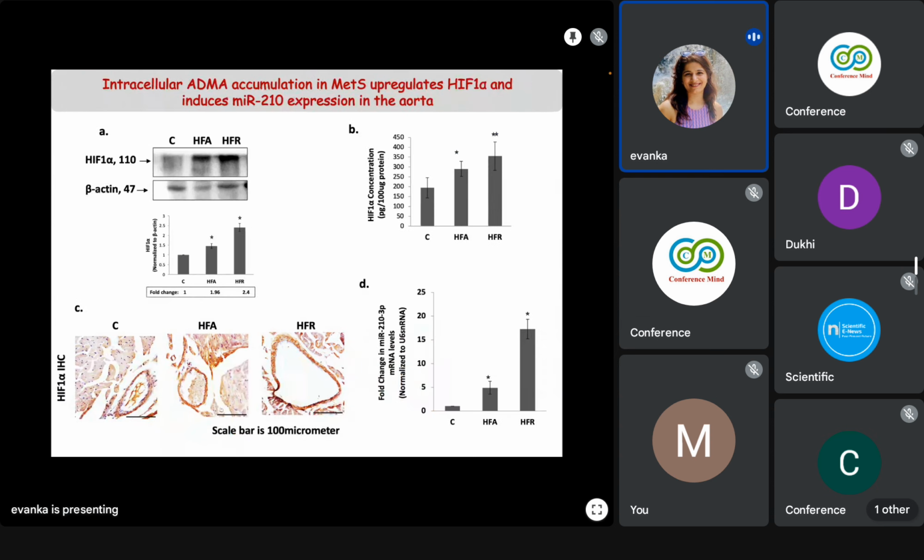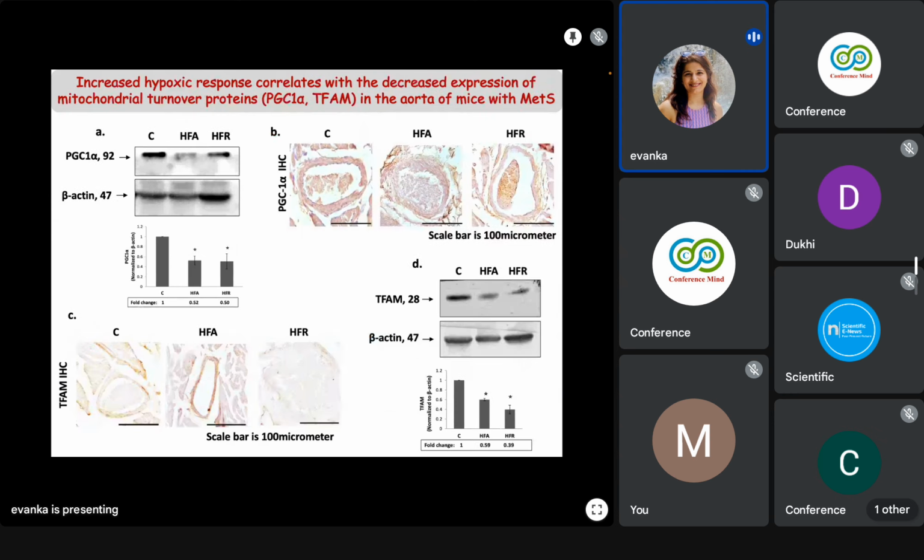This led to an increase in the hypoxic response, that is HIF1 alpha, where we found that the levels of HIF1 alpha were higher in HFA and HFR, thereby leading to an increase in the levels of the downstream target MIR210. We also wanted to check what effect it has on the mitochondrial turnover proteins like PGC1 alpha and TFAM, which are known to be the major transcription factors involved in mitochondrial biogenesis.